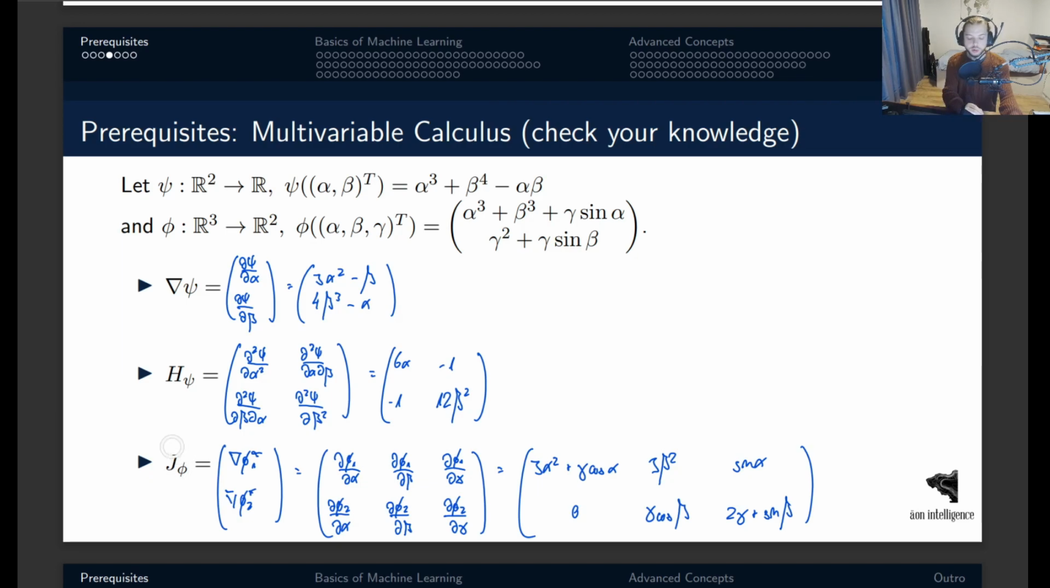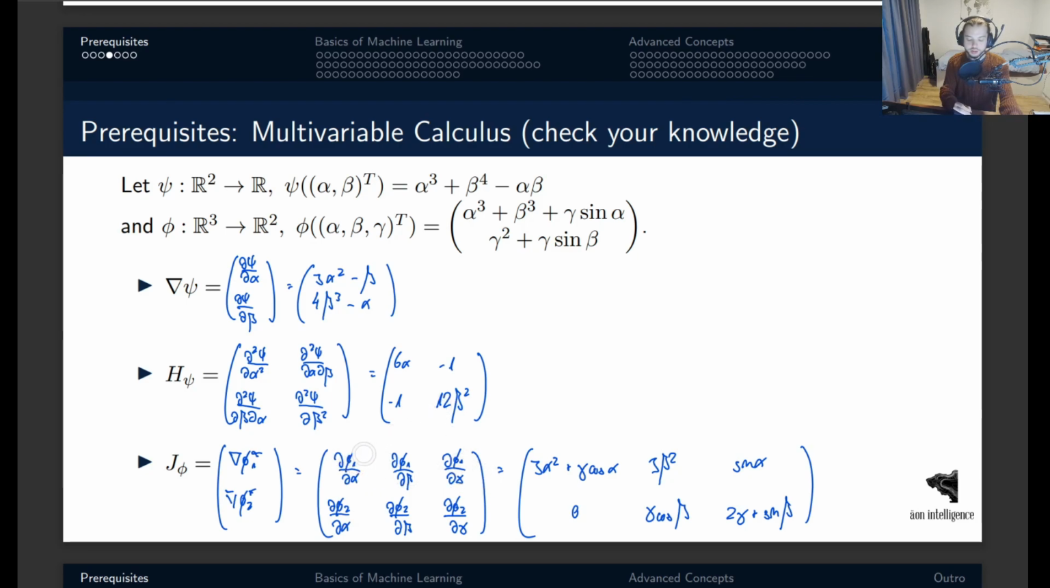Now we want to find the Jacobian of this function phi. And phi has 3-dimensional input and 2-dimensional output. So we are left with an object of dimensionality 2 by 3. And we find the Jacobian by finding the gradients with respect to the individual entries of the output vector of this function phi. So the first gradient is the collection of these first-order partial derivatives.